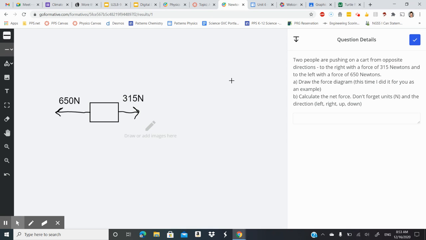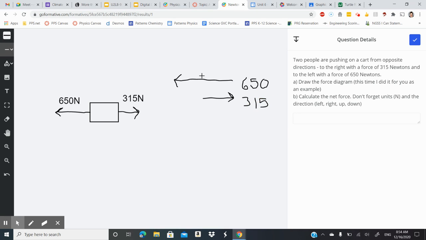And really what this looks like is that we have a force that's going to the left that is 650. And a force that's going to the right that's less than that, and that's why I drew that arrow shorter. So a force that's going to the right that's 315 newtons.